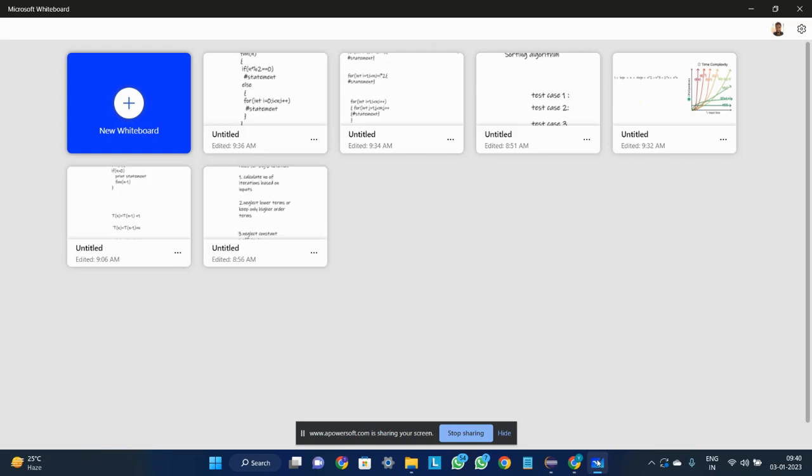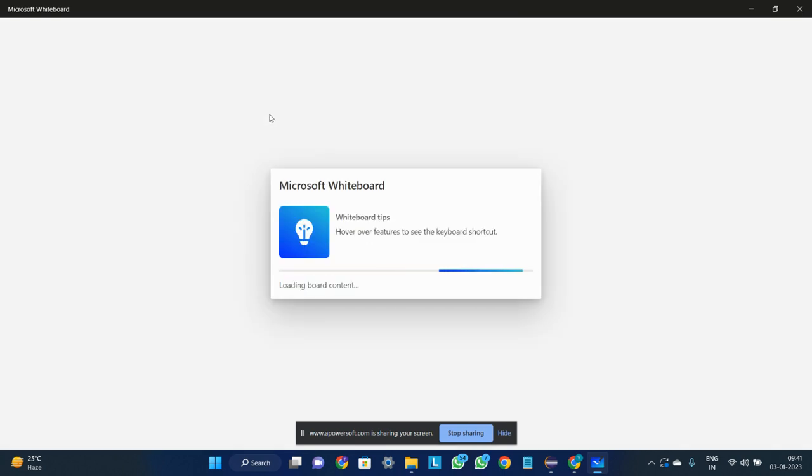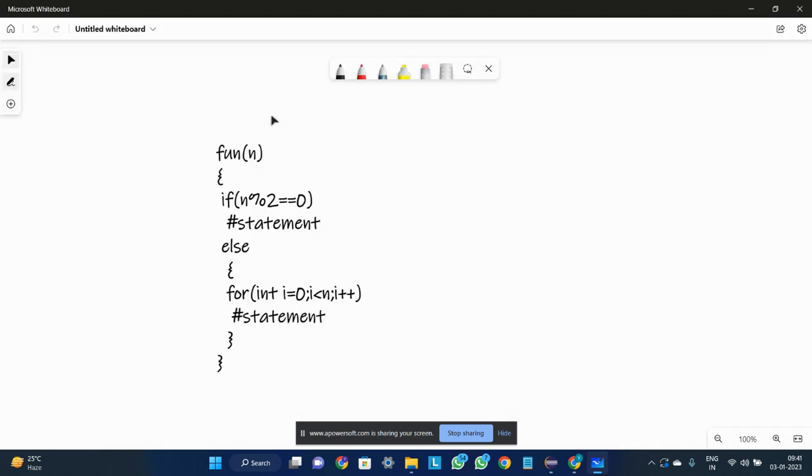Today we will discuss big O notation and how we use it for calculating time complexity of any algorithm. Let's take an example. Now look at this algorithm.